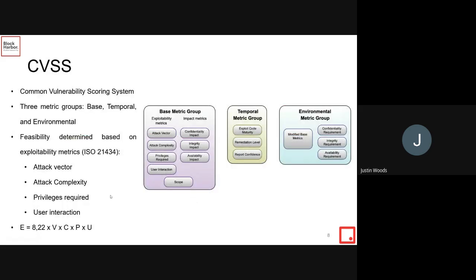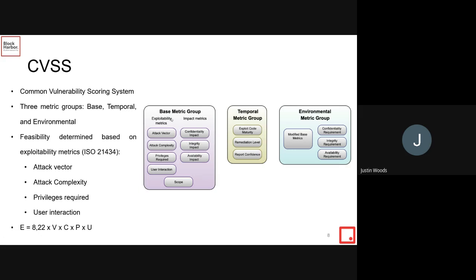Then there is the CVSS, the Common Vulnerability Scoring System. We use three metric groups here: the base, the temporal, and the environmental. And feasibility is determined based on exploitability metrics. This is coming out of ISO 21434. So we're going to look at the attack vector, the attack complexity, the privileges required, and user interaction. As you can see down here, we have the actual exploitability algorithm. The whole process here, it should be a dot, but 8.22 times the vector, complexity, privilege, and then the user interaction.